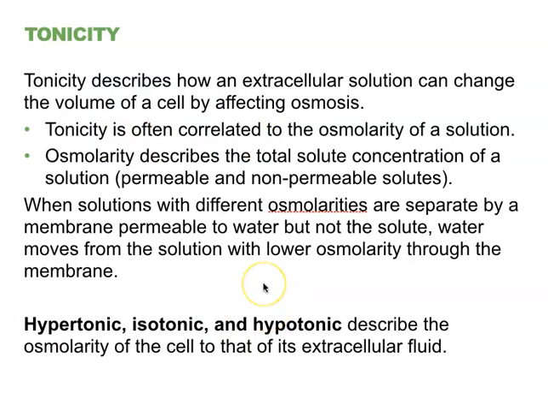Now, the consequence, of course, of all of this is what we call tonicity, right? When solutions with different osmolarities are separated by a membrane permeable to water, but not the solute, water moves. This is the consequence I was just telling you about. A hypertonic solution versus a hypotonic solution and an isotonic solution. And dollars to donuts, they're going to use red blood cells to explain this to you.